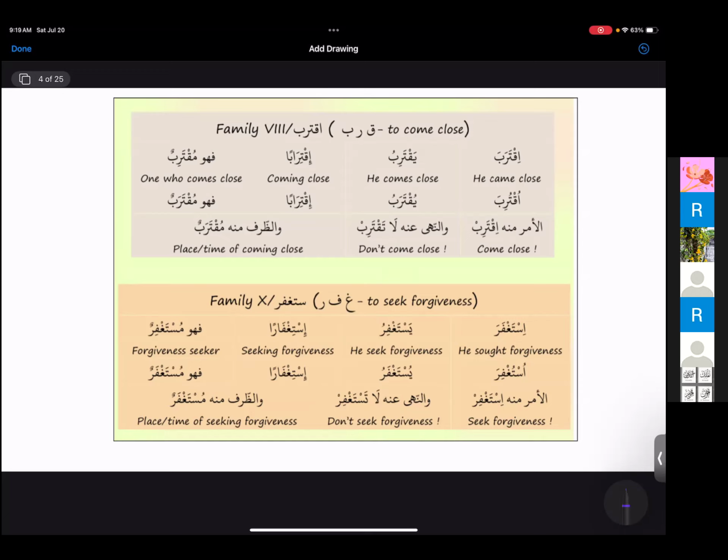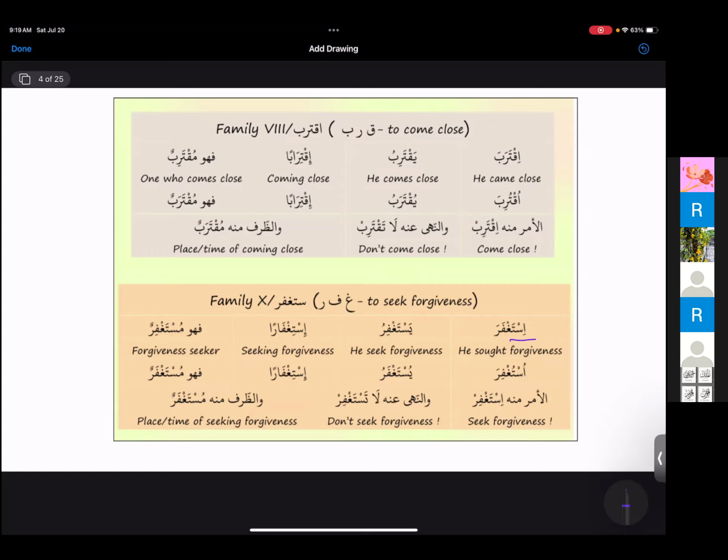Okay, then we have the last one, family 10. Hamzatul Wasl in the beginning and then seen and ta extra, so only ista. Yes, three extra letters at the start. So we need to remember ista for this family. That's very helpful, Ustad. So we add ista and then the three root letters, and this is how we get to family 10.